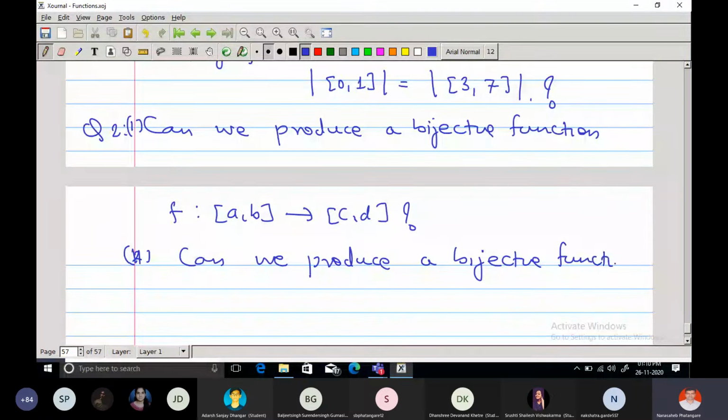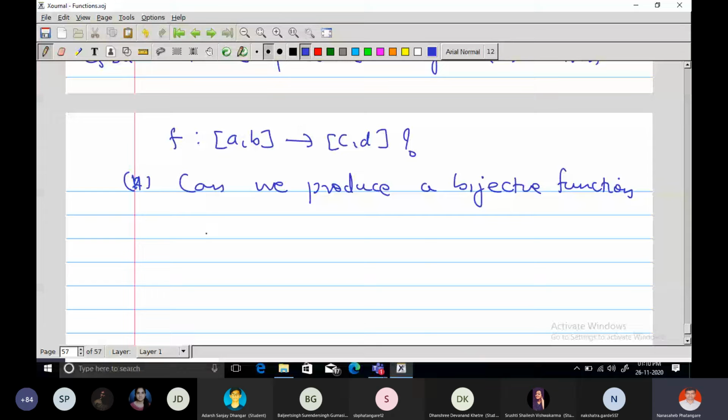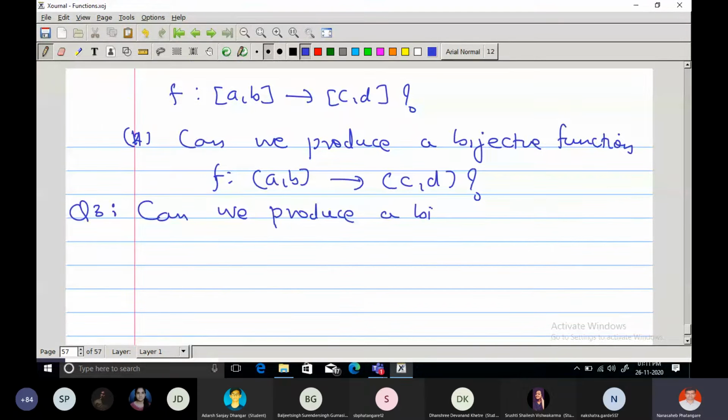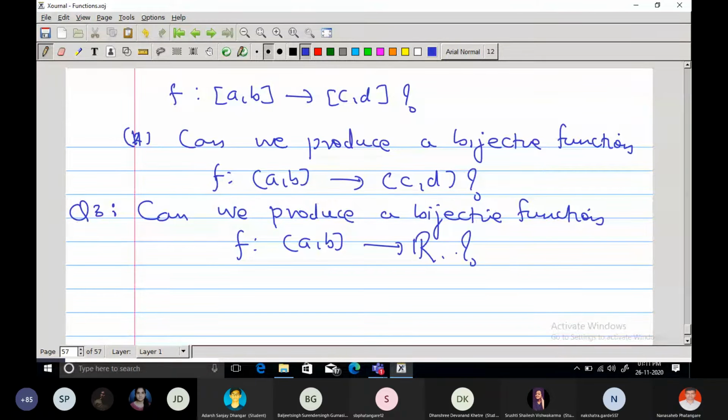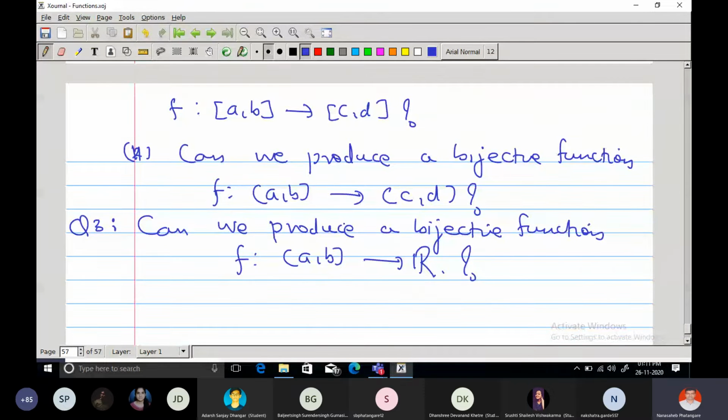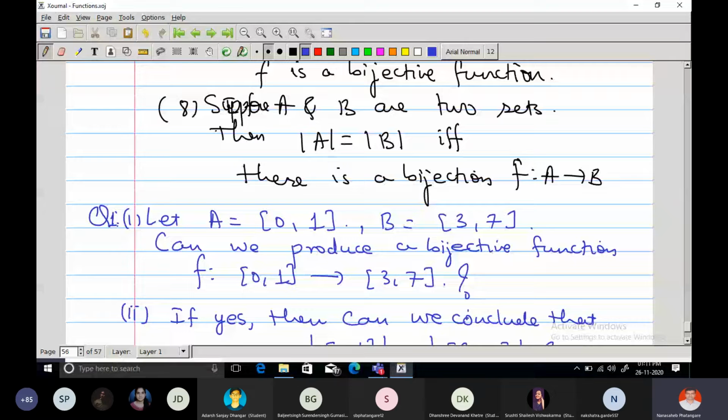Now, the third question, which is again a big question. Can we produce a bijective function f from any interval to the set of real numbers, the whole real line? Read again all these questions and then we'll try to find answers to these questions. That will be our next aim.